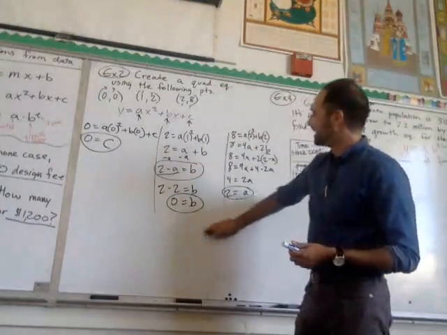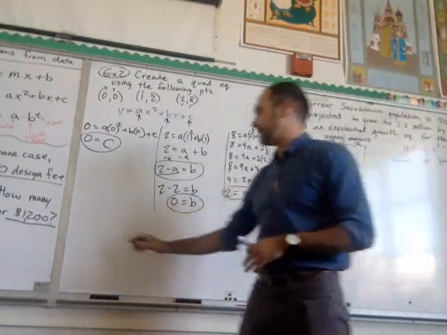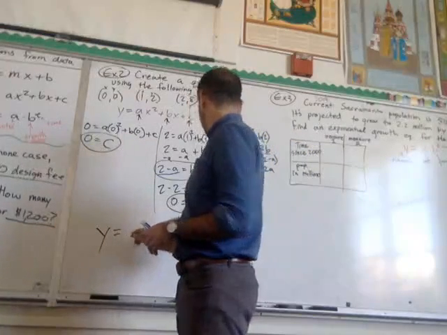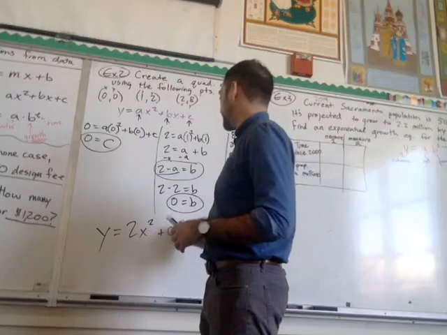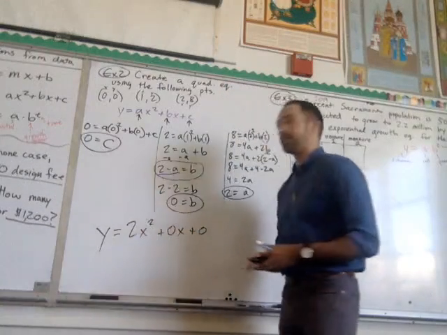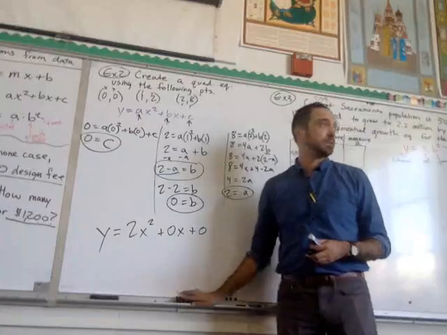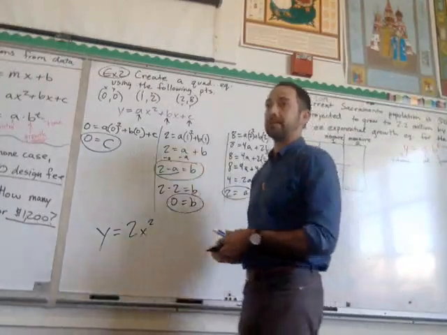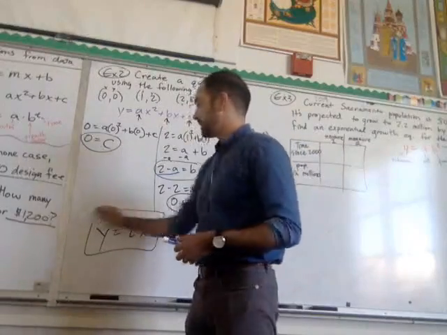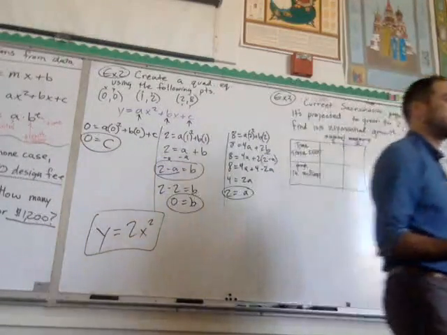That's perfect. All right, we have A, B, and C. Let's plug it in. Y is equal to 2x squared plus 0x plus 0. What can I just erase here? The zeros, right? The B and the C are going to be just gone, because 0x plus 0, that's all 0. There we go. We found our quadratic.